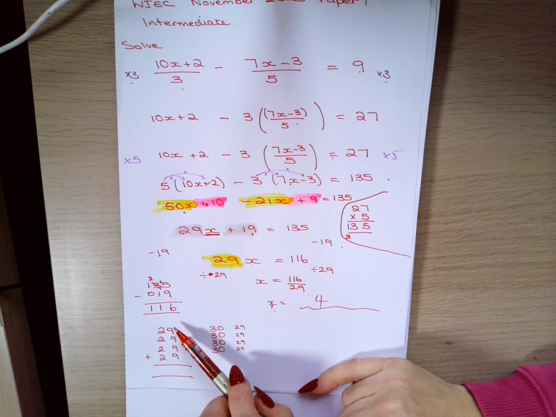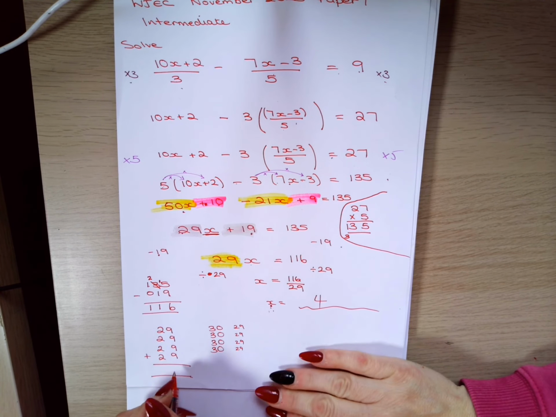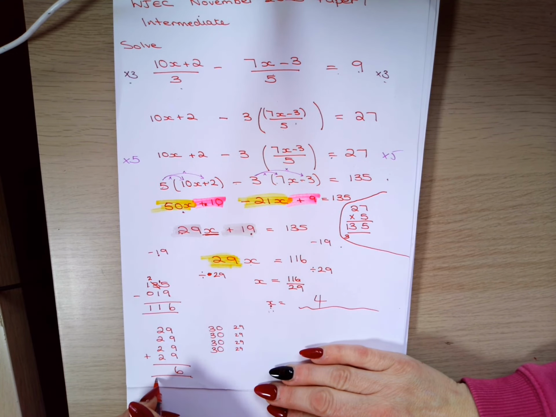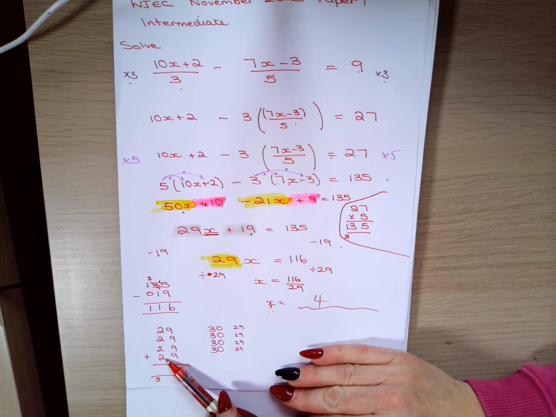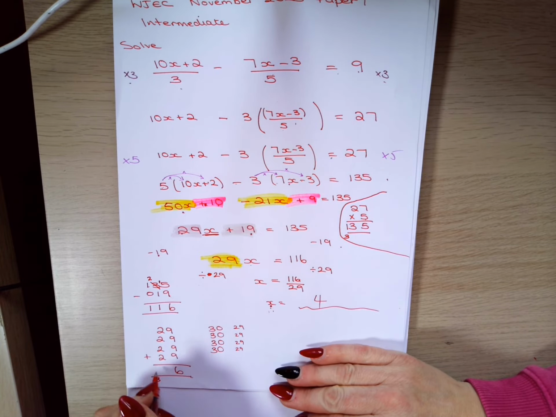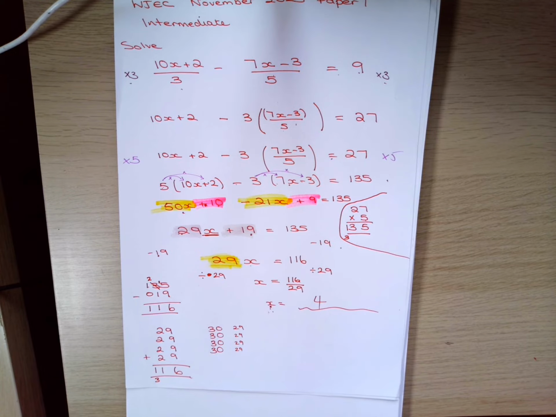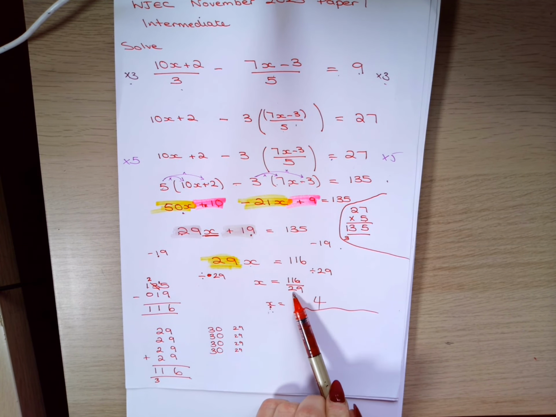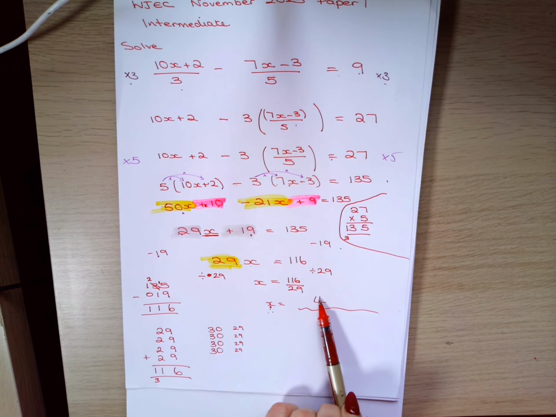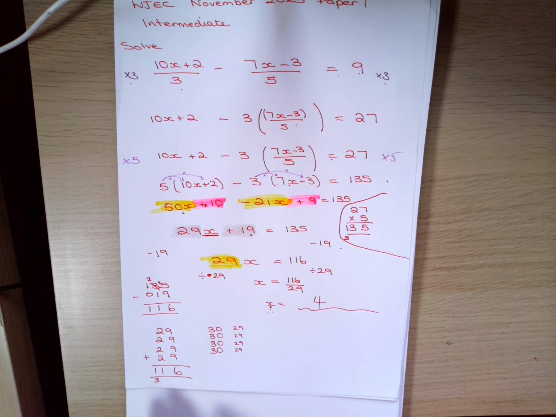So just to clarify, 4 9s are 36. And then you're going to carry the 3. And then you've got 4 lots of 2 makes 8, plus the 3 is 11. So there you go. So 4 lots of 29 will be 116. So therefore, 116 divided by 29 is 4. There is your answer.